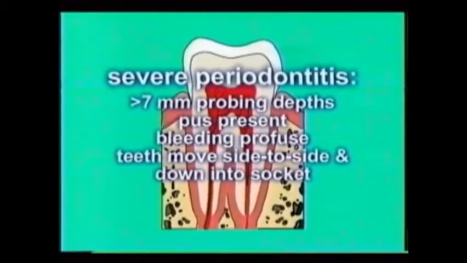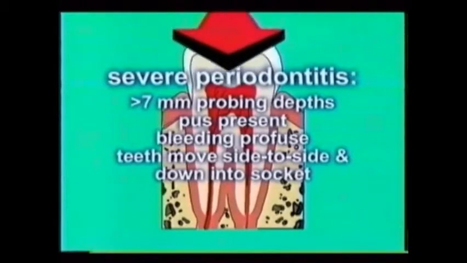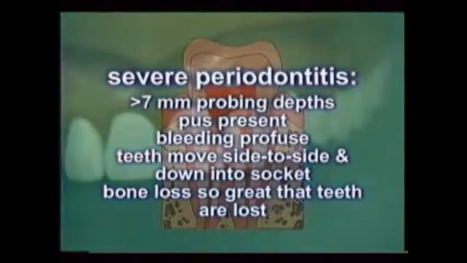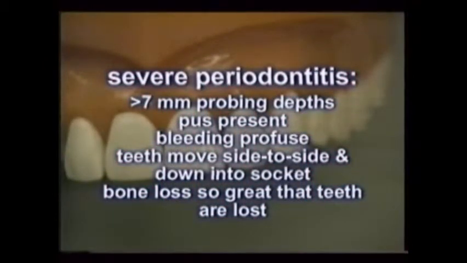The teeth may be so mobile that not only do they move side to side by 3 millimeters or more, but you may also be able to actually depress them into the socket. The bone damage can be so extensive that many teeth will ultimately be lost no matter what you do for them. As such, it's hard to explain the expected results to the patient.